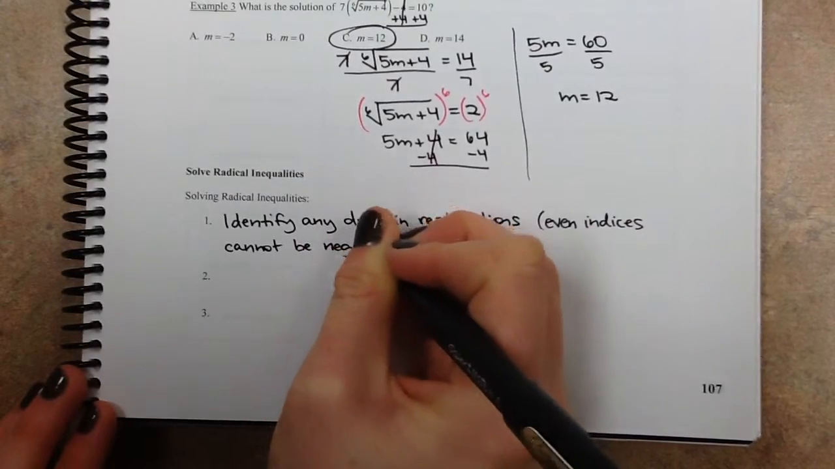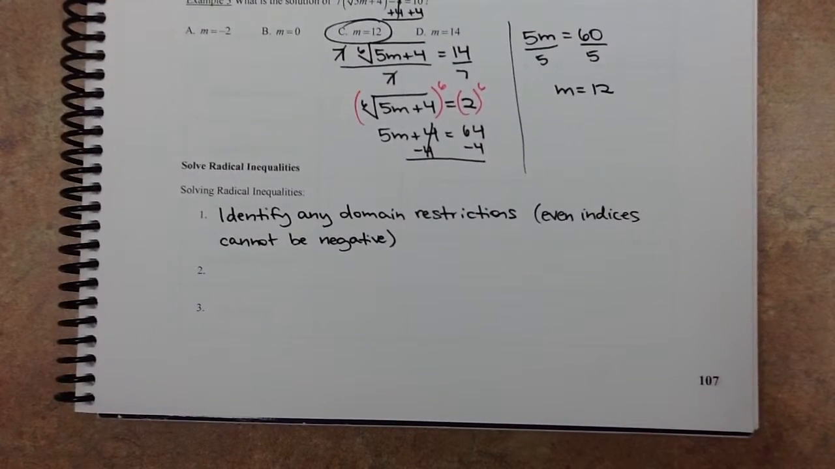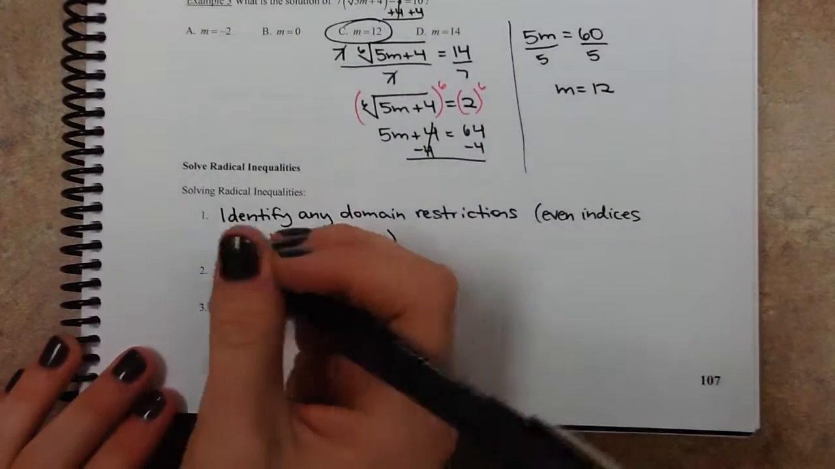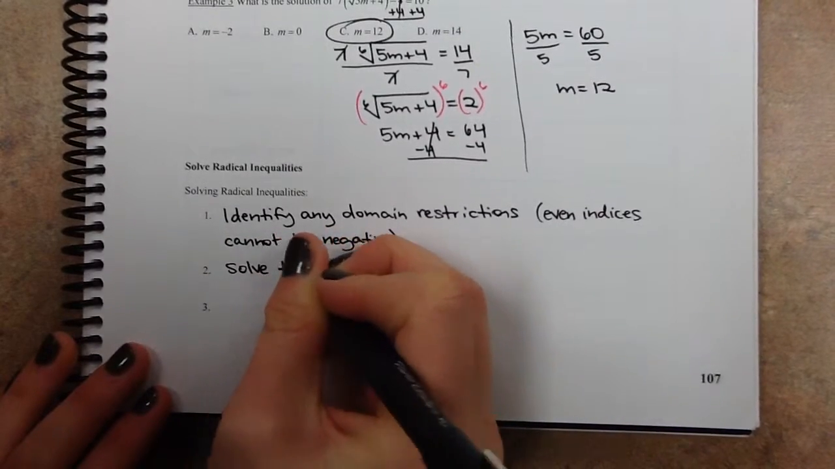Cube roots can. You can take the cube root of a negative, you can take the fifth root of a negative. But if you got any even indices, you need to set that radicand, whatever's under the radical, greater than or equal to 0. And then 2, once you've got that domain restriction, you just go through and solve it. So solve the inequality algebraically, and we'll walk through exactly how to do that in the examples.